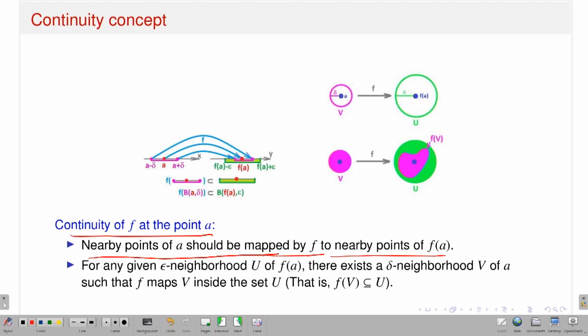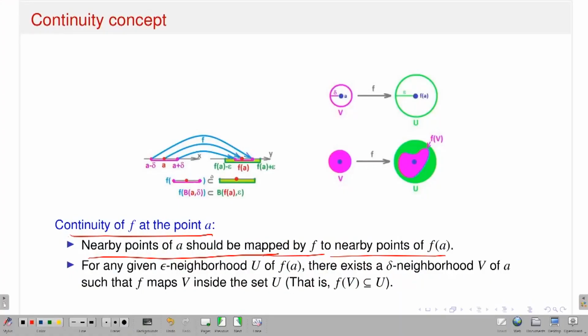What does it mean? If I start with a point A and I want to talk about the continuity of f at A, then I take a neighborhood of f of A. Given epsilon, take the neighborhood of the point f(a), that is f(a) minus epsilon to f(a) plus epsilon. Then there should exist a delta, so that if I consider the neighborhood a minus delta to a plus delta around the point A, and apply f to the image of that neighborhood, it should be fully contained in the interval f(a) minus epsilon to f(a) plus epsilon. That is exactly what I have written.